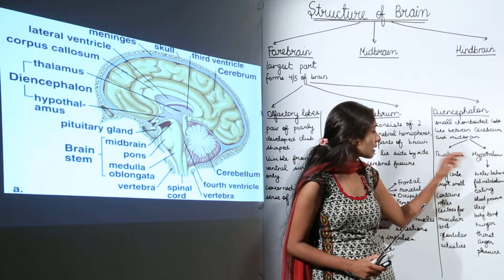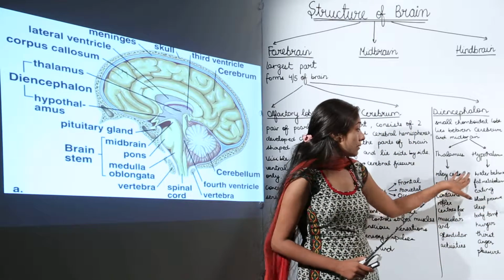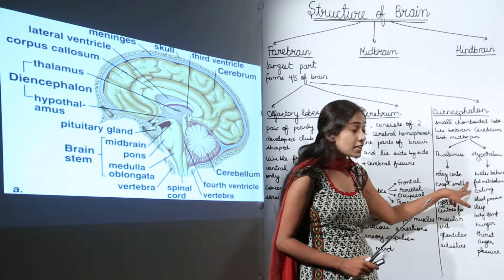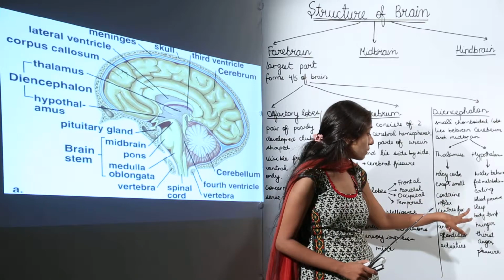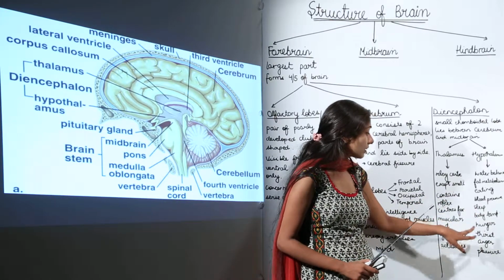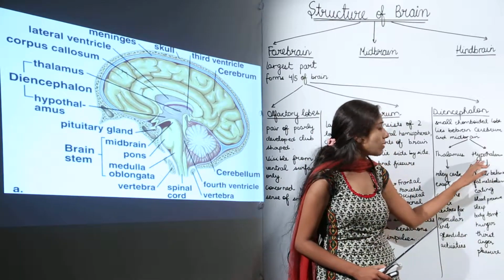Then if we talk about the hypothalamus, what are its main functions? It maintains water balance, fat metabolism, eating, blood pressure, sleep, body temperature, hunger, thirst, anger and pleasure. All these activities are controlled by the hypothalamus.